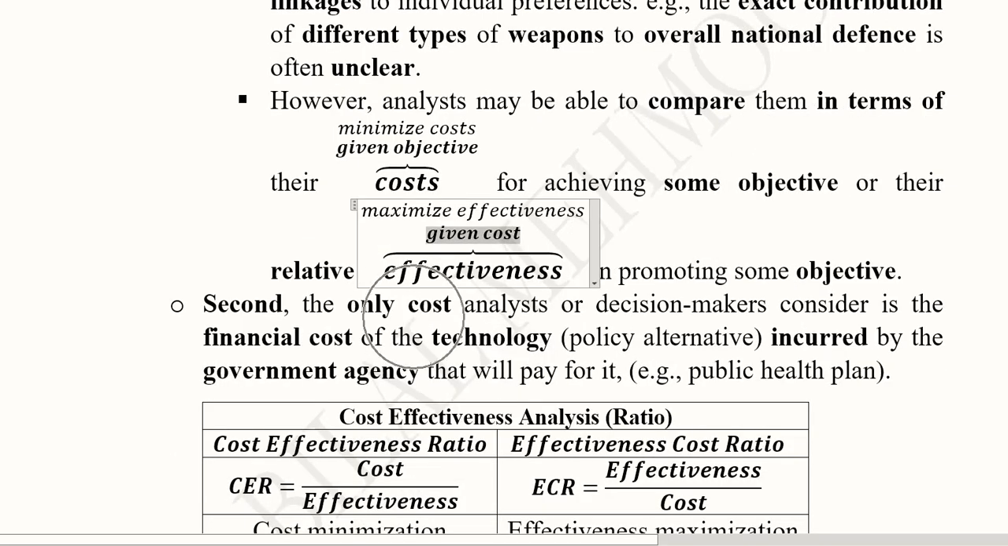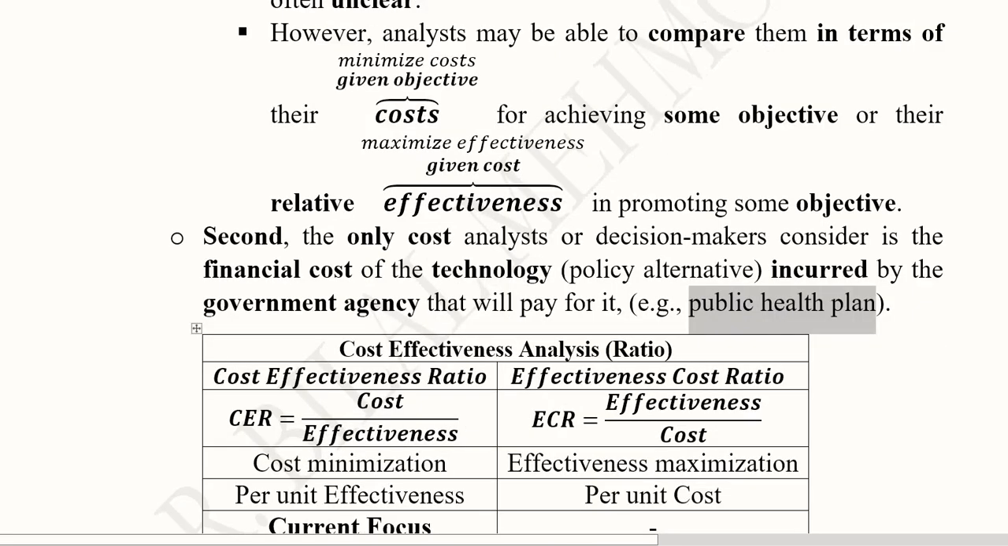When we talk about the costs, they are quite usual, that is they are in financial and monetary terms, and we are using some sort of technology. And here technology is not necessarily related to some digital form. It is a policy alternative that we are talking about, that we can choose, and that is incurred by the government agency usually in these sectors. For example, a public health plan is basically an implementation of some cost, and the benefits they are also expected in the form of effectiveness.